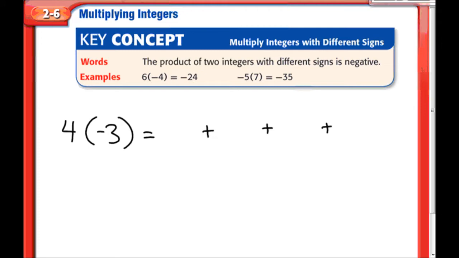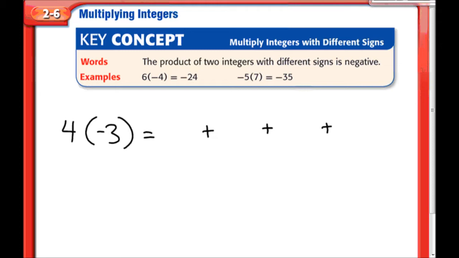So here we can see when we're multiplying integers with different signs, in other words, one number is positive and one number is negative, the product of those two integers with different signs is negative. The examples there, you have 6 times negative 4 is negative 24, and negative 5 times 7 is negative 35.